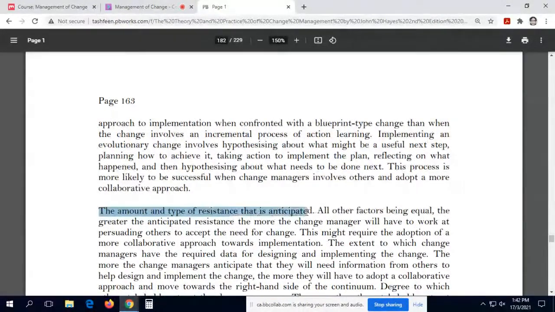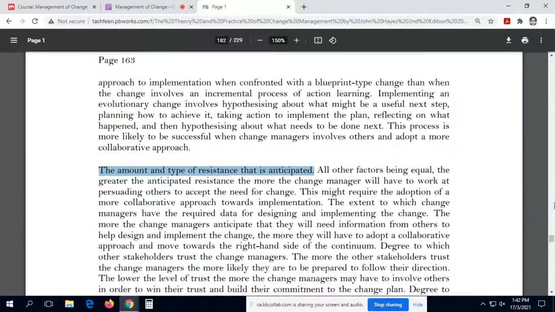What else is there? The amount and type of resistance that is anticipated. Please remember, the chapter is talking about strategies, and we are looking at situational variables, that is, what the situation is. If the situation is one where there is a lot of resistance, where a lot of people are going to say no to whatever you are going to do, then this is one of the situational variables. You want to think about how many people are going to resist and how heavy the resistance would be. Who are the people who are going to resist?